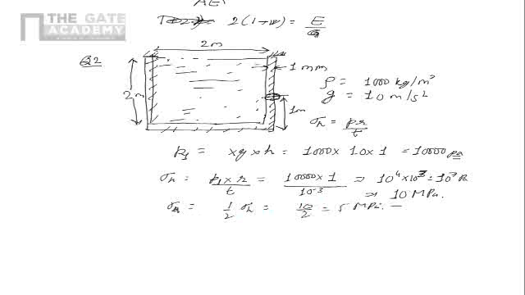So which is the answer? The first option A is 10 and 10 MPa. That is not correct. The second option is 5 and 10 MPa. That's the right answer, because the first one is axial stress, so this is this, and the second one is 10 to power 7, so this is that.